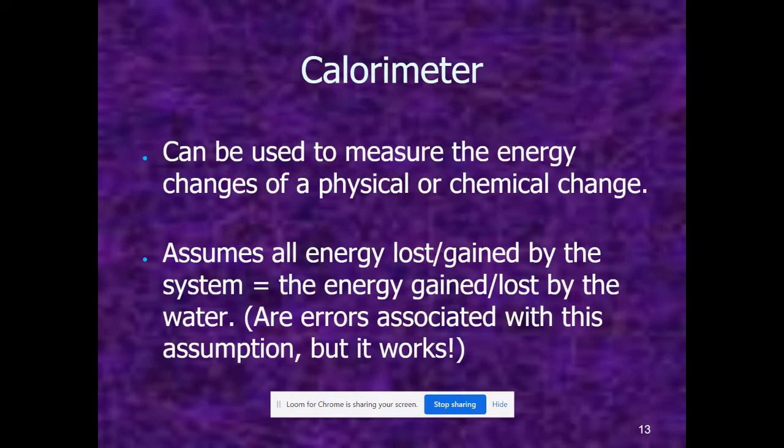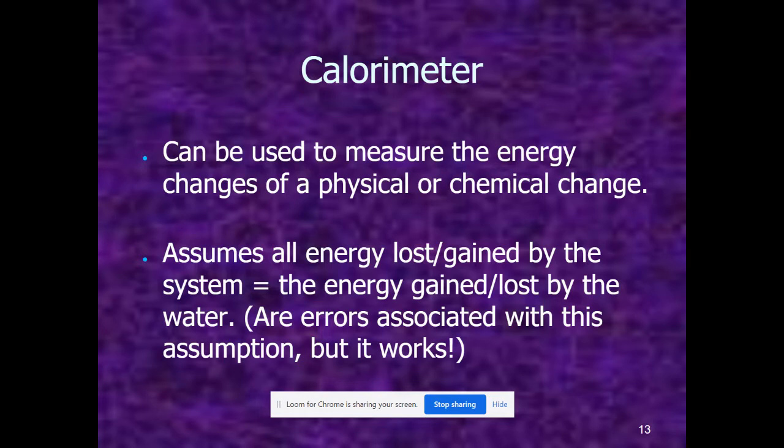So as I mentioned already, a calorimeter can be used to measure the energy changes of a physical or chemical change. And the one big assumption that we make, which can give us quite a few errors with our calculations, is we assume that all of the energy that's lost or gained by the system, so in other words, all of the energy that is given off or absorbed by what we put in, is going to equal the energy that's gained or lost by the water.